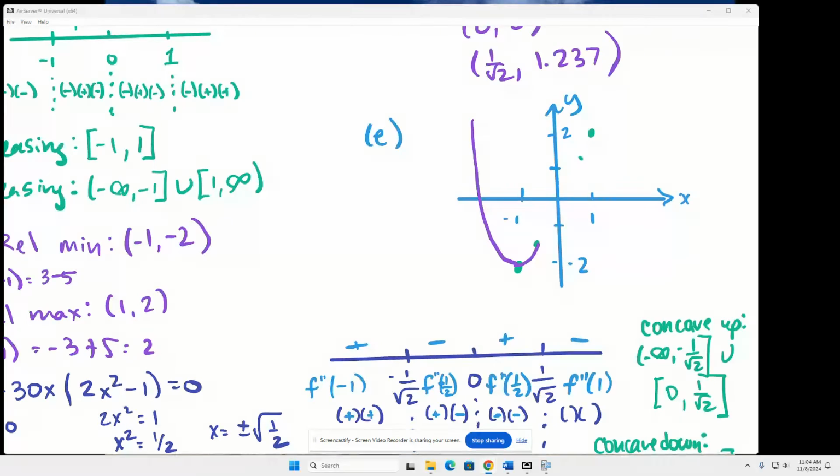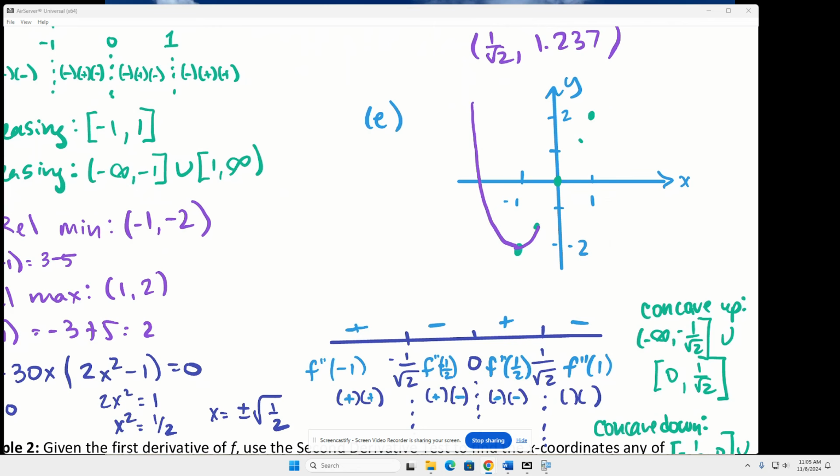Oh wait, is 0, 0 anything special? It's also a point of inflection. I missed it, sorry. Okay, and so from this point of inflection to the next point of inflection, we're concave down, and we are still increasing, right? Yeah, we increase all the way to 1. So concave down and increasing, boom.